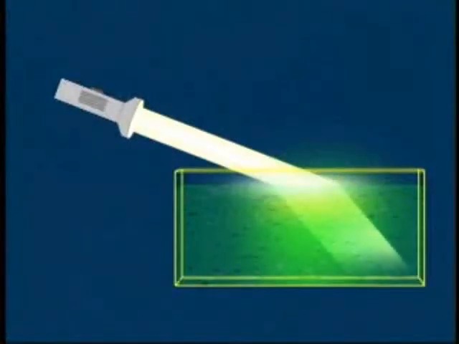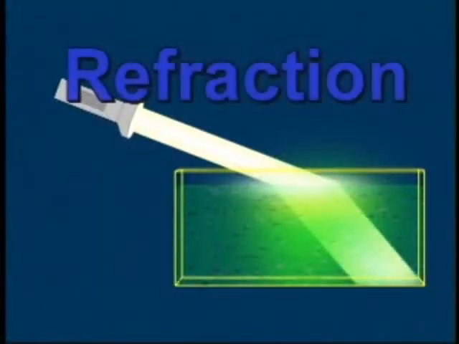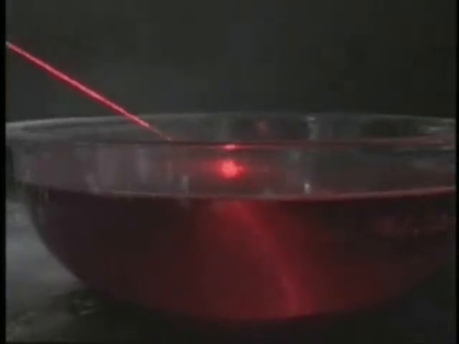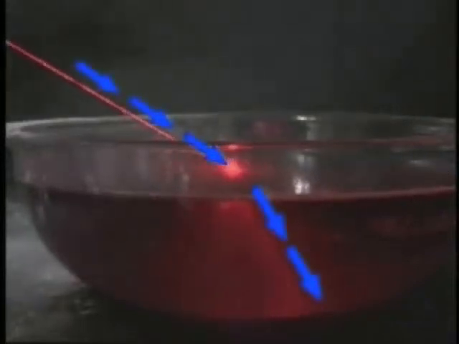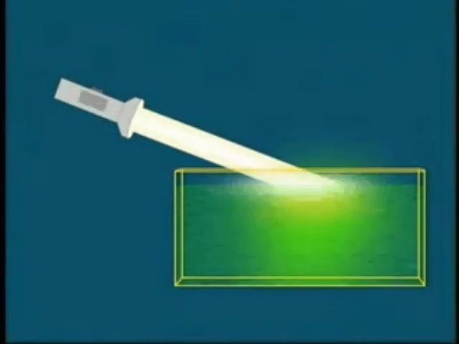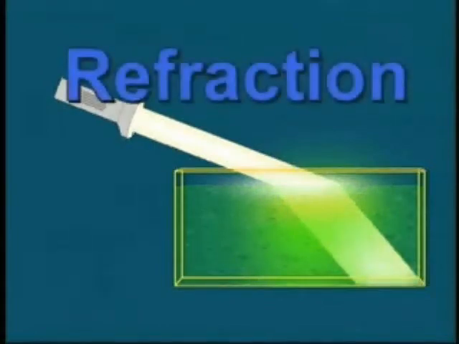The bending of waves due to a change in speed is called refraction. Waves usually travel in a straight line. But what happens when waves pass at an angle from one medium to another? As you can see, the wave bends. When the light wave moves from the air to the water, the wave slows down, causing it to bend. The bending of waves due to a change in speed is called refraction.